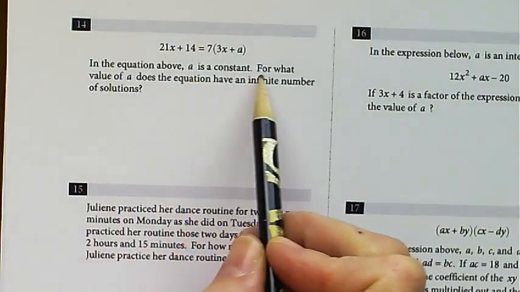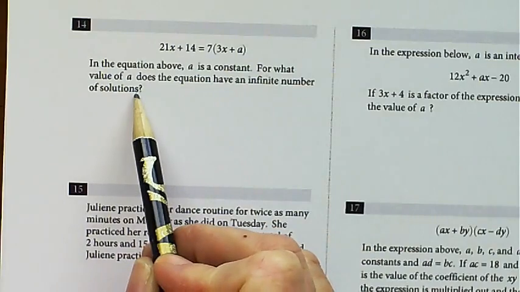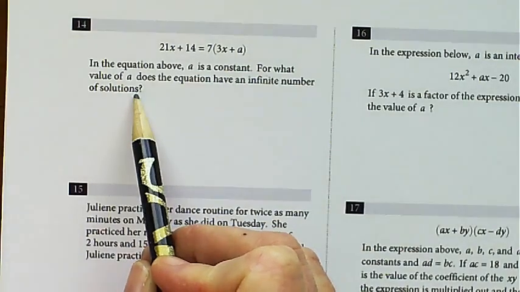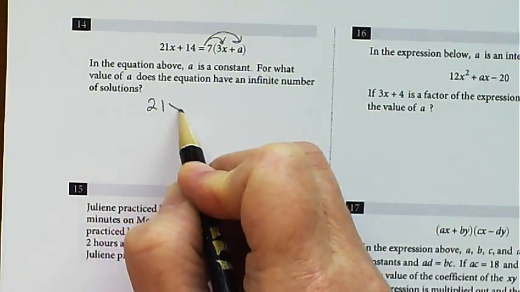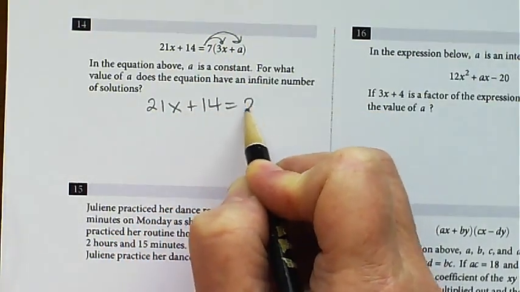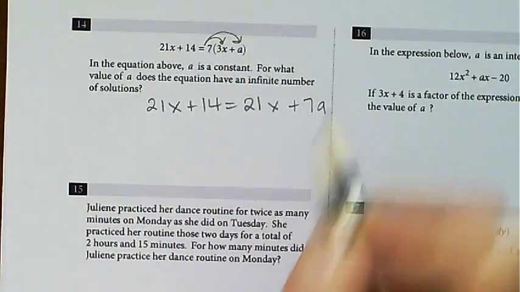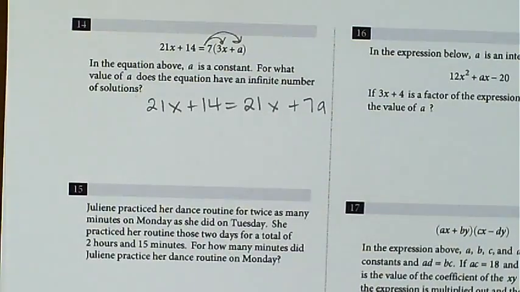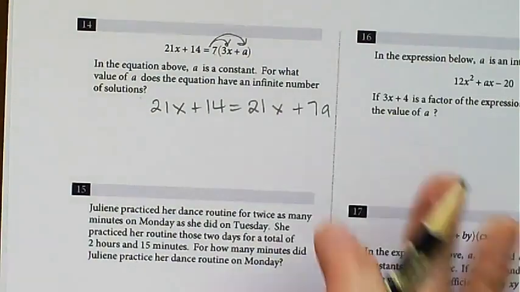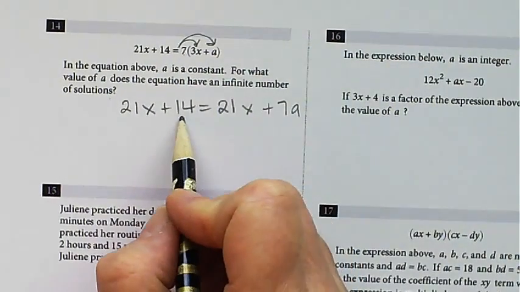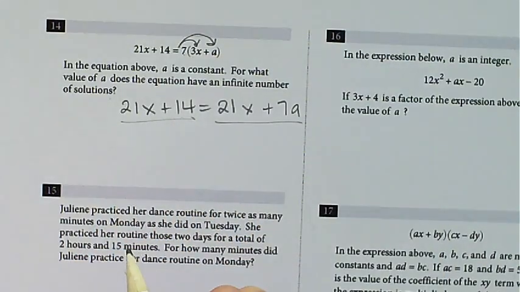Okay, so 14. In the equation above, a is a constant. For what value of a does the equation have an infinite number of solutions? Well, let's go ahead and distribute the 7. So 21x plus 14 equals 21x plus 7a. For it to be an infinite number of solutions, this would have to be equal to this.